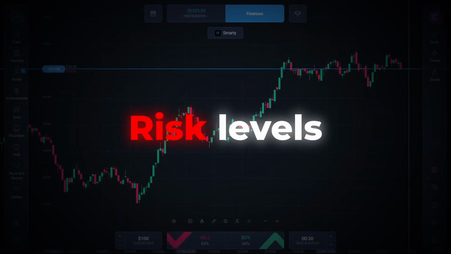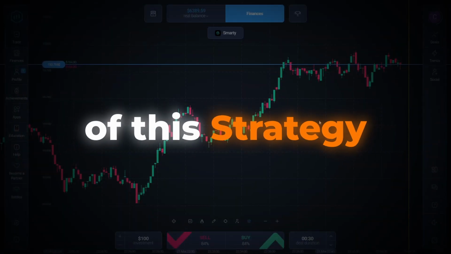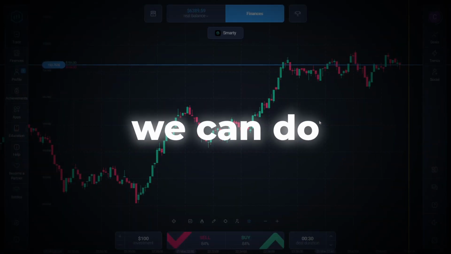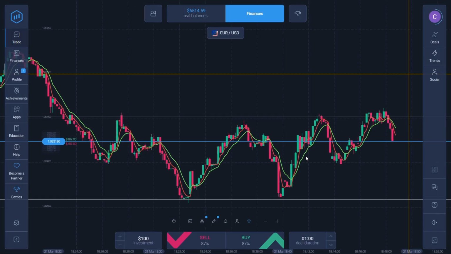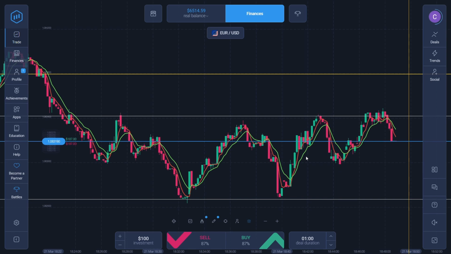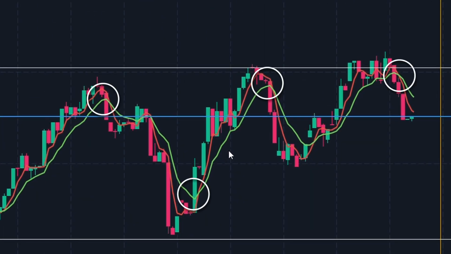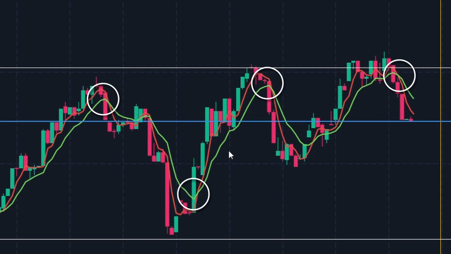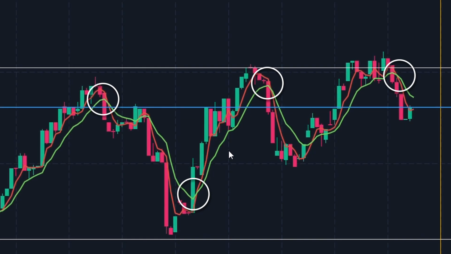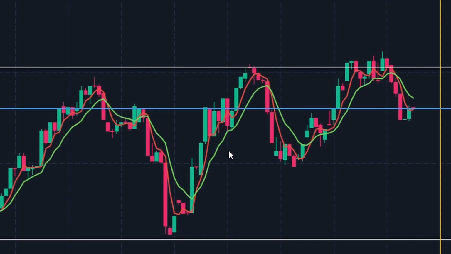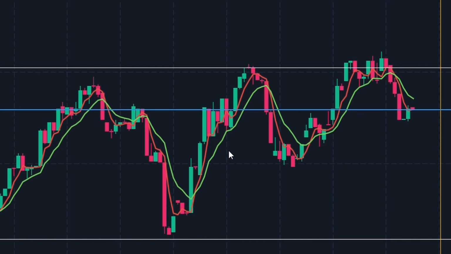To reduce the risk levels and increase the success rate of this strategy, one thing we can do is use support and resistance levels. Instead of placing trades at every moving average cross, we can place trades in places like this, where the market has touched the support or resistance levels and both moving averages have crossed. Confirming both of these will highly increase the success rate of your trades.